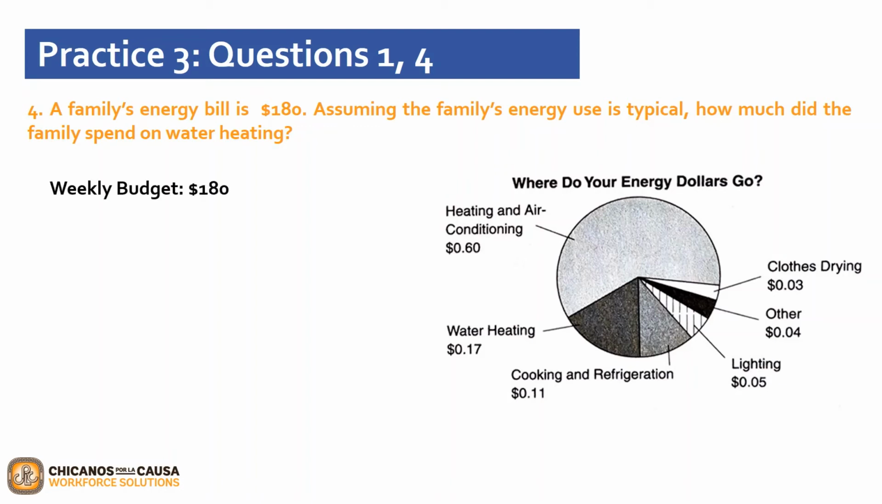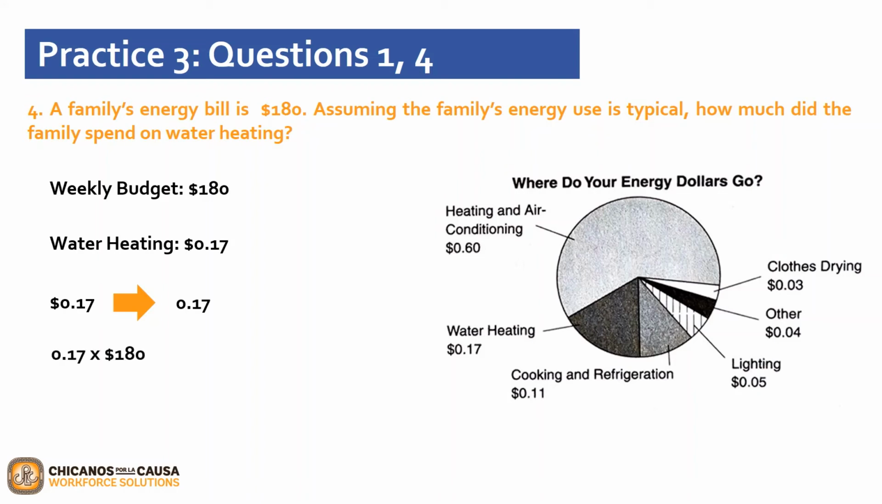So again, we have our budget and, of course, water heating. Now, this is asking us how much of this $180 goes towards water heating. So it'll be similar to the steps that we followed in the past. The first thing we want to do is convert this 17 cents into something that we can utilize in an actual problem. So we're just going to remove that dollar sign and turn it into its straight decimal form, which is still 0.17.